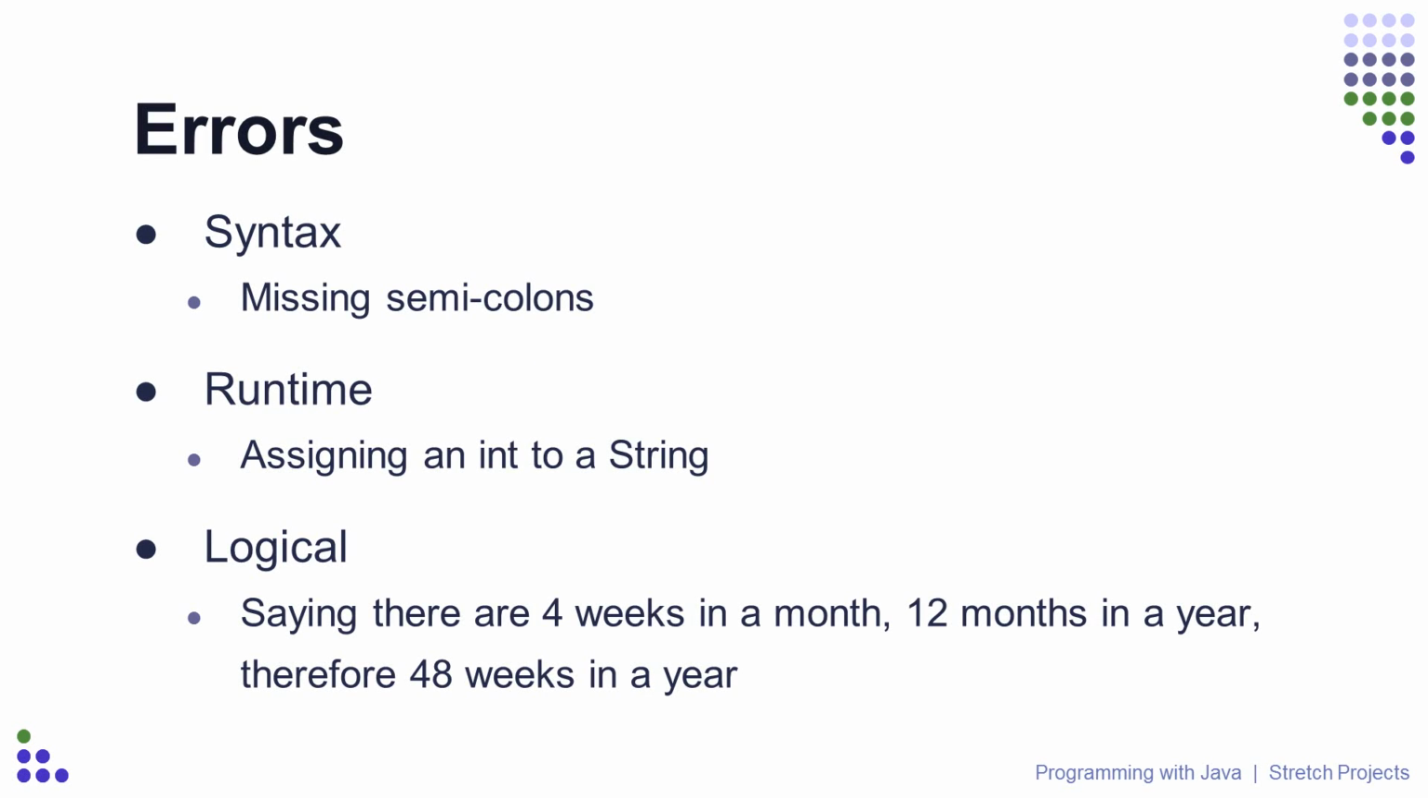In the refactoring section, we talked very quickly about errors and the three types of errors that exist. Syntax errors are where there's something missing from the code, such as a missing semicolon. Runtime errors are things like trying to assign a string to an integer, while logical errors are things like saying there are 4 weeks in a month, 12 months in a year, and therefore 48 weeks in a year.